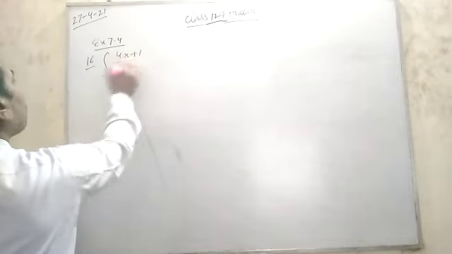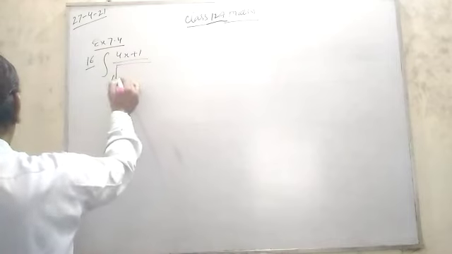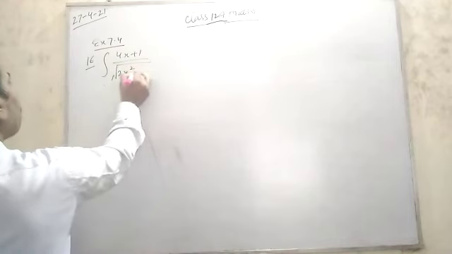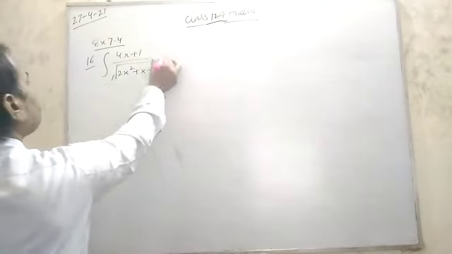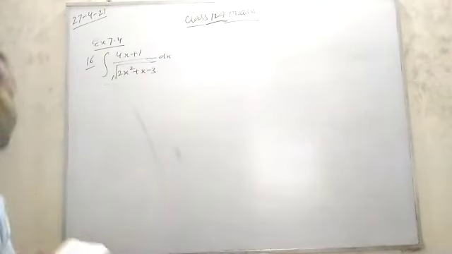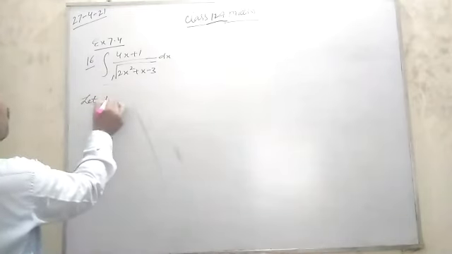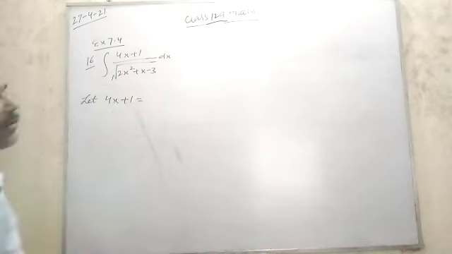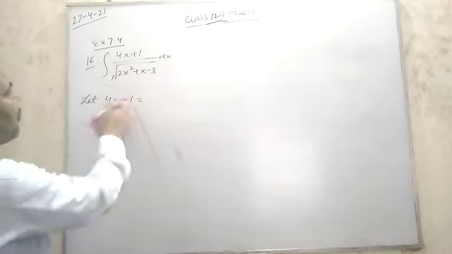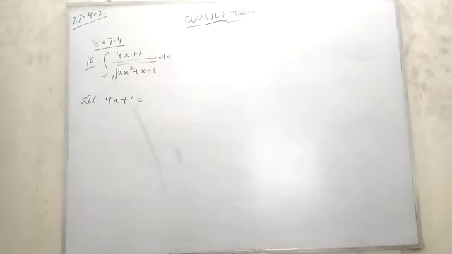Integral of 4x plus 1 upon under root 2x square plus x minus 3 dx. So told that in our integral of type px plus q upon under root ax square plus bx plus c, how to integrate? So told that let 4x plus 1 is equal to, okay. Here without supposing also directly you can do, but according to the process, how to do.